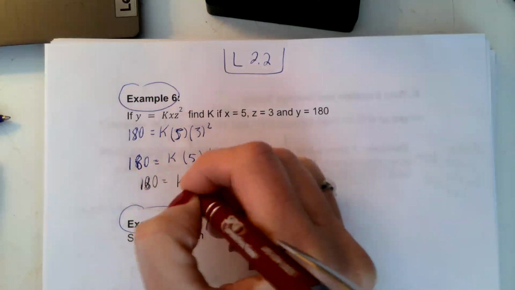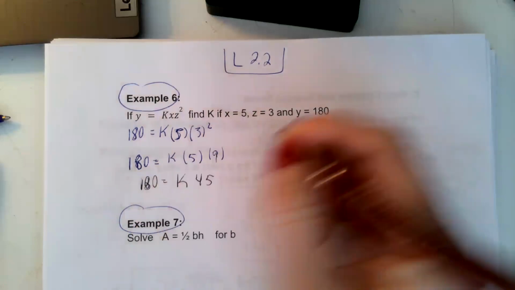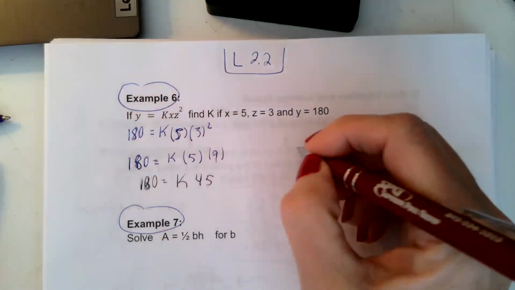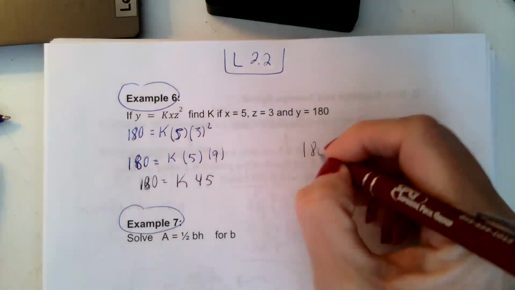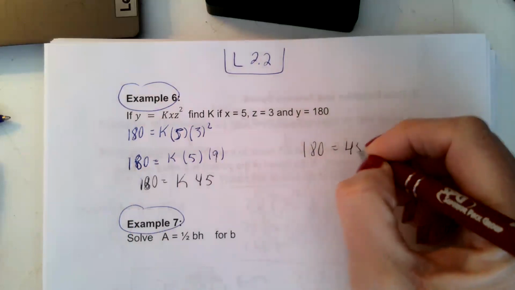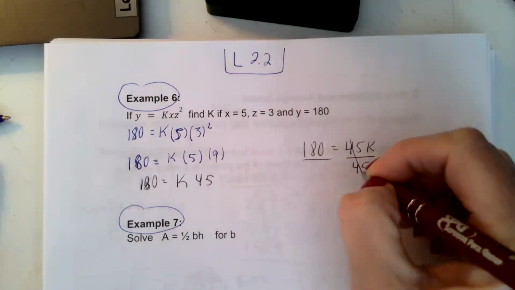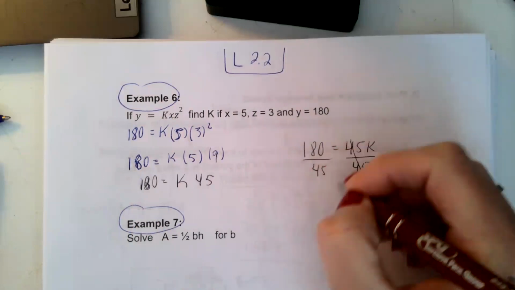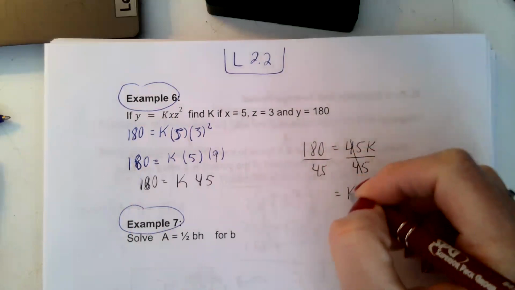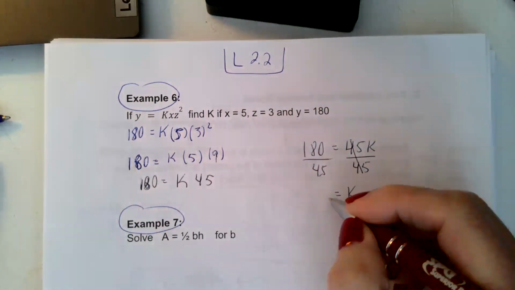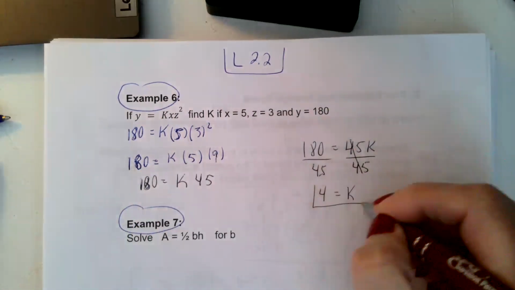This is 180 equals 45k. And so to solve for k, we are going to divide by 45. And that comes out to be 4.